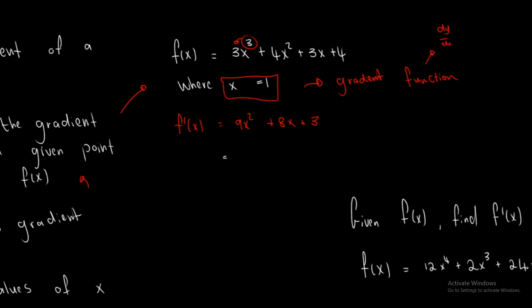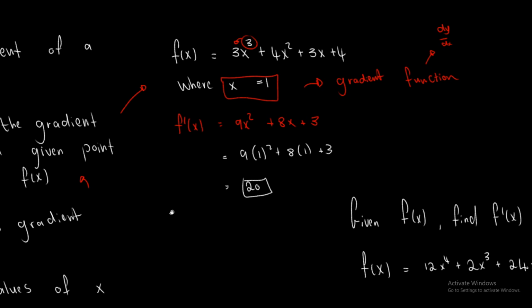Now all I simply do is substitute for x and I can find the gradient at that particular point where x is equal to 1. So it's going to be 9 times 1 squared plus 8 times 1 plus 3. That gives me 9 plus 8 is 17, so that gives me 20. So the gradient of this function where x is equal to 1 would be 20.